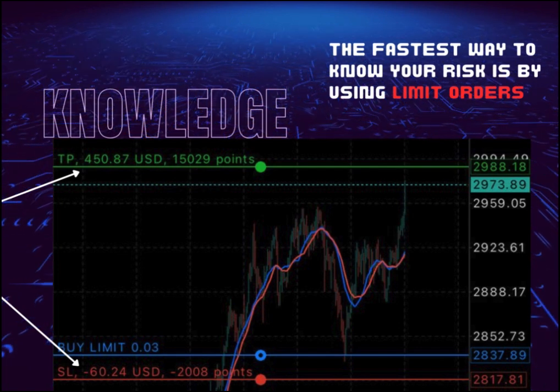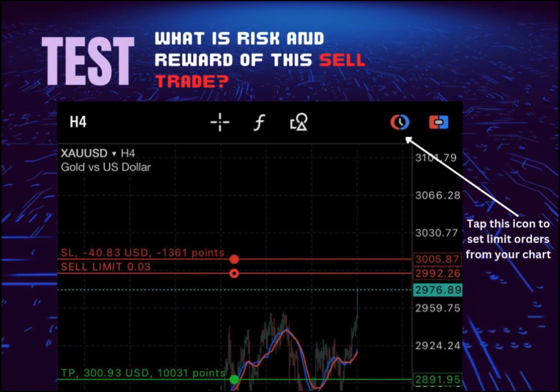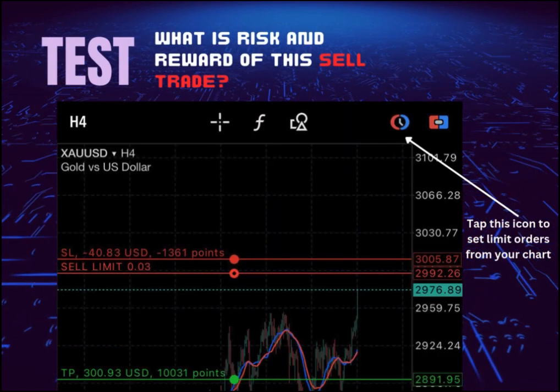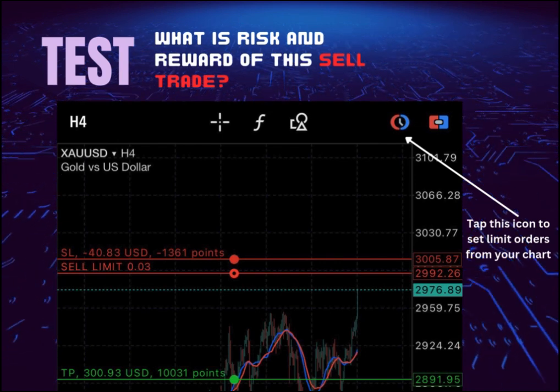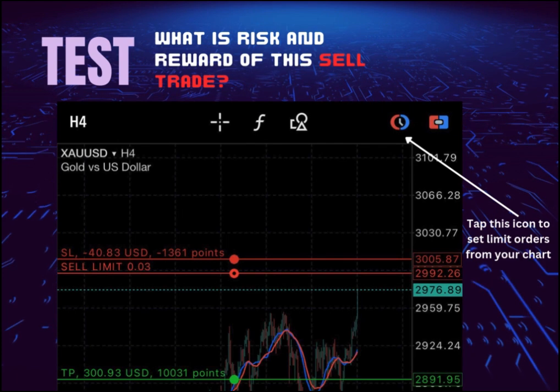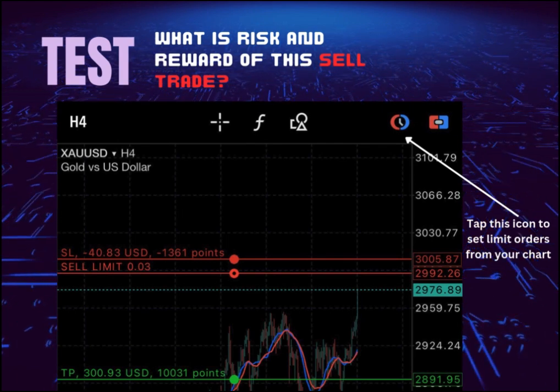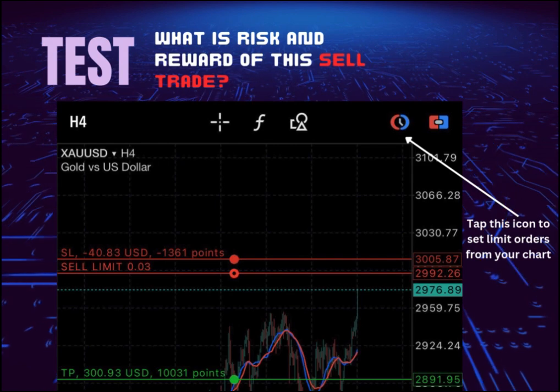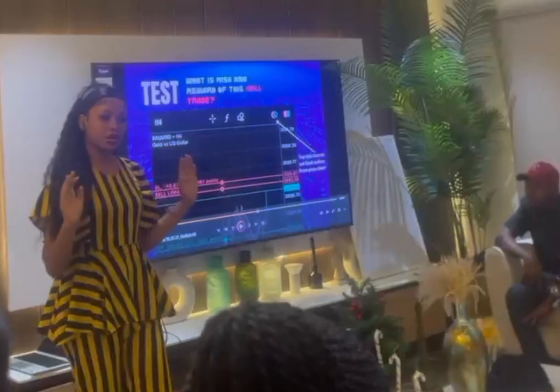So I'm going to give you a test right now to know if you understood what I said. On this trade, what's the risk and the reward of this sell trade? The previous one was a buy limit and this is a sell limit. So instead of entering sell immediately, this person is taking a sell limit just to know how much they're okay with risking before they even enter the trade.